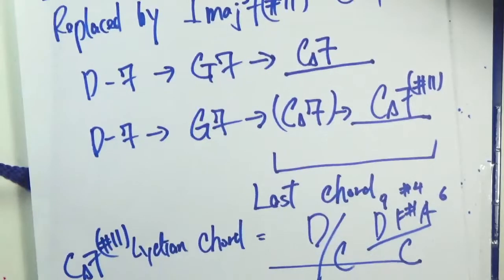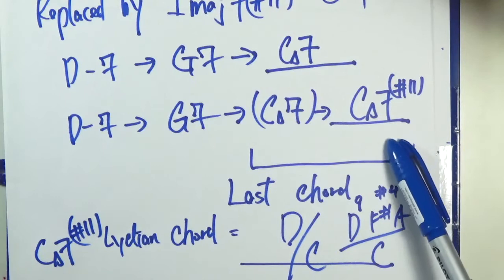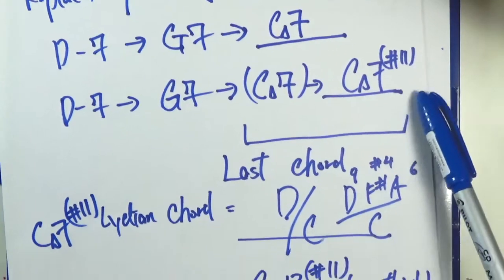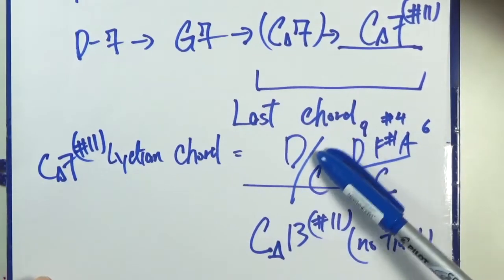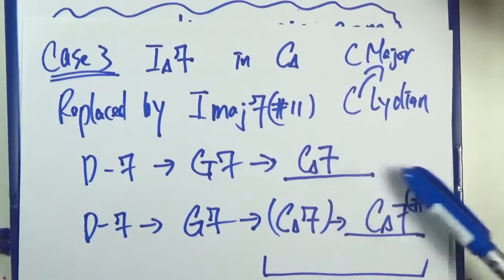Okay, so that's the third case. Major chord replaced by major 7 sharp 11. You add the sharp 11 to it, and you can realize the chord by playing a slash chord like this, D on C in this case. All right. So this is major borrowing from Lydian.